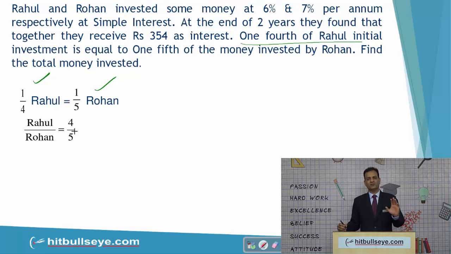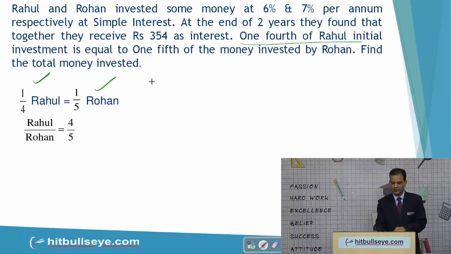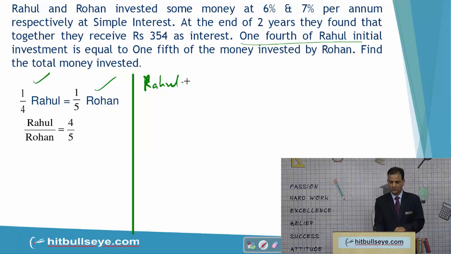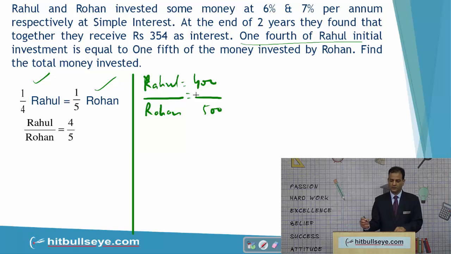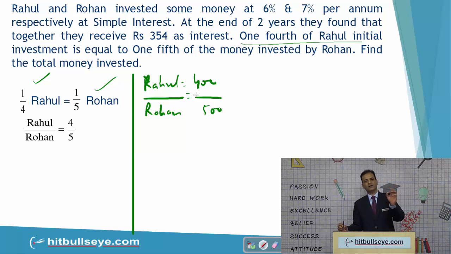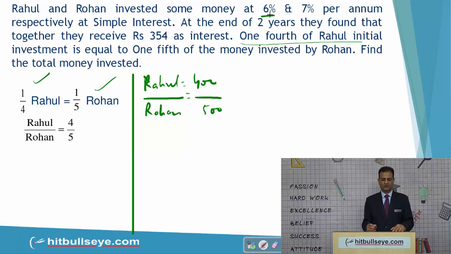But again, what I will have to tell you, always take numbers. It can be 4 rupees, 5 rupees, 40, 50, or 400. Now suppose I take Rahul's investment as 400 and Rohan's as 500. So on 400, because if I take 4 and 5, it will be in decimal. So avoid decimals, friends. So 6%, Rahul's investment 6% for 2 years.